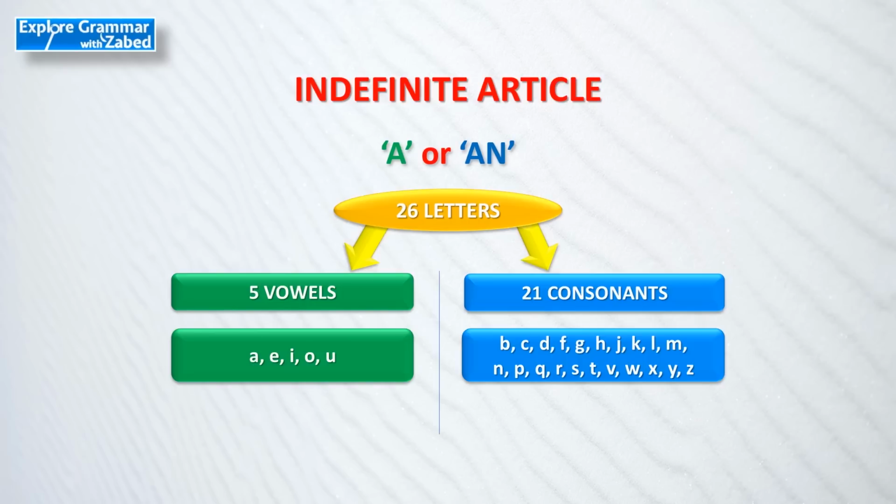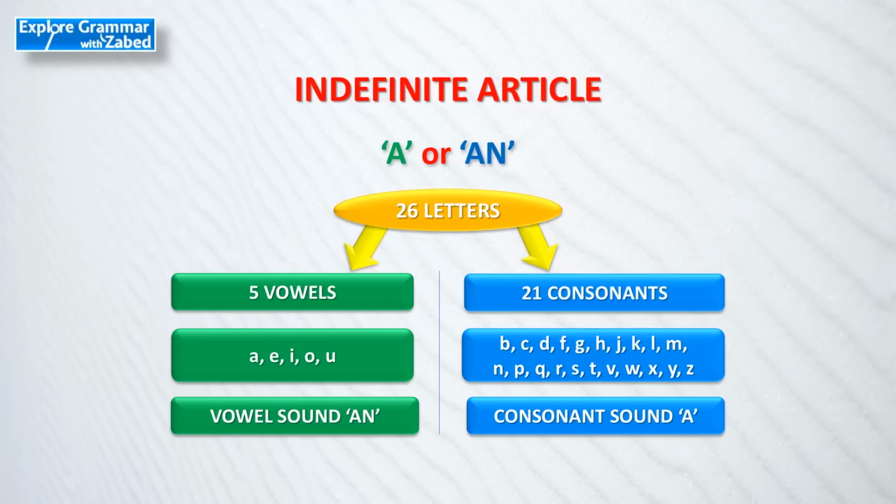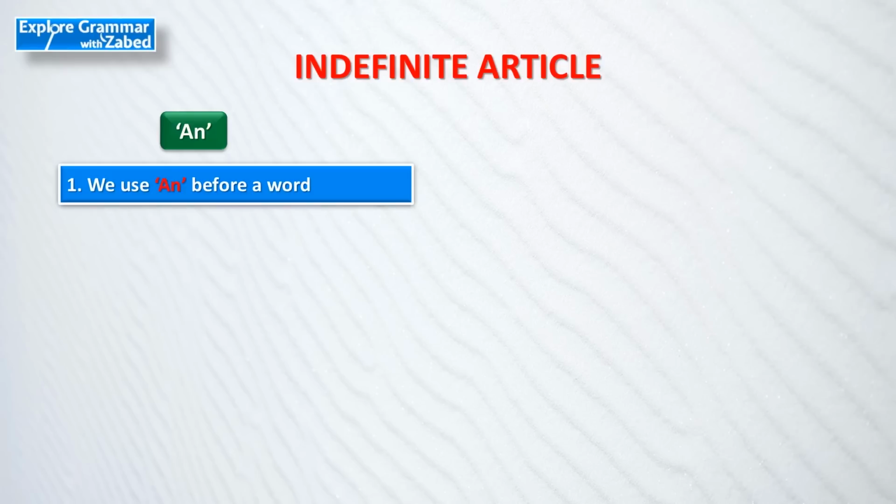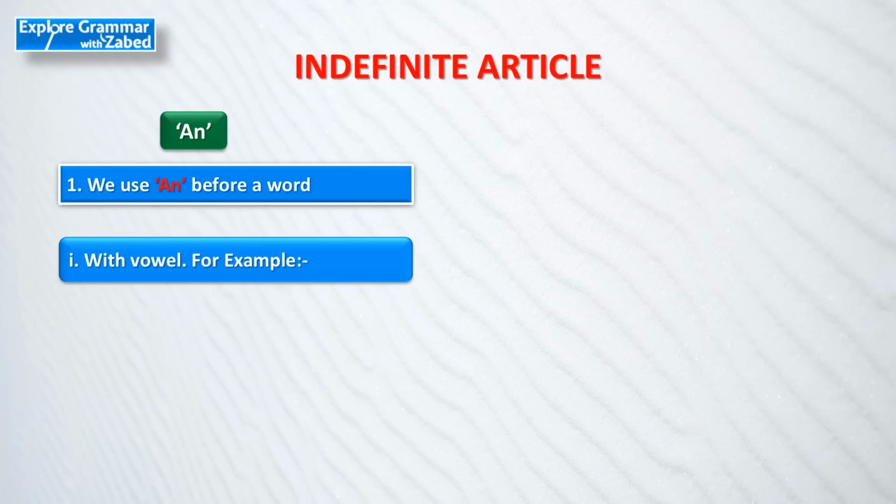If a word begins with a vowel sound, an is used. On the other hand, if a word begins with a consonant sound, a is used. Please note that you have to check the vowel sounds and consonant sounds. Now you will understand the uses of indefinite articles, both a and an, simultaneously. We'll start with an first. It is used before a word whose first letter gives a vowel sound. Remember that we focus on the sound rather than the alphabet.